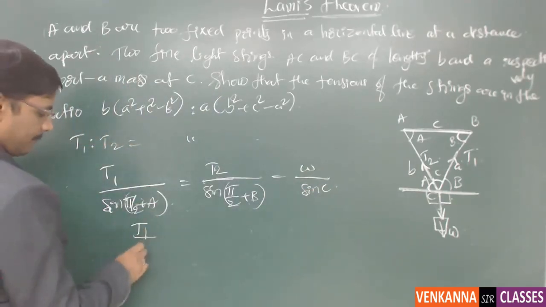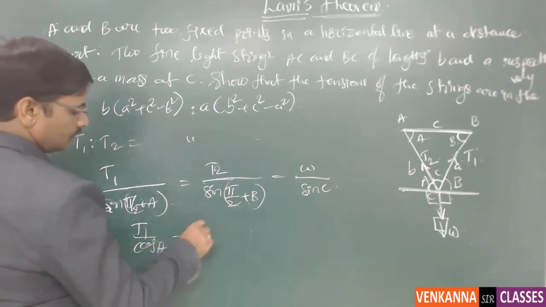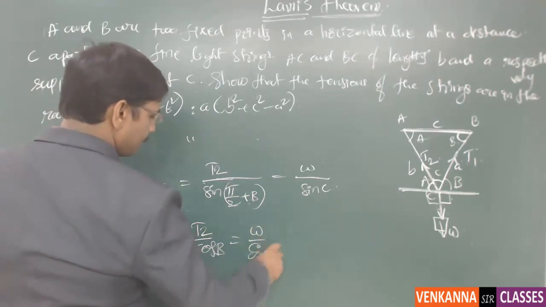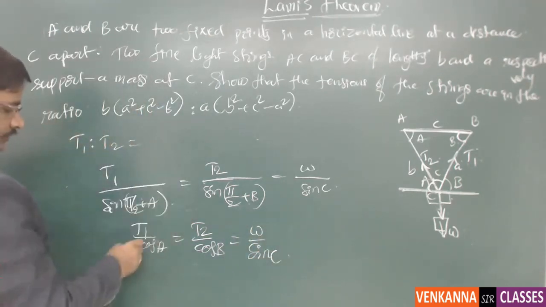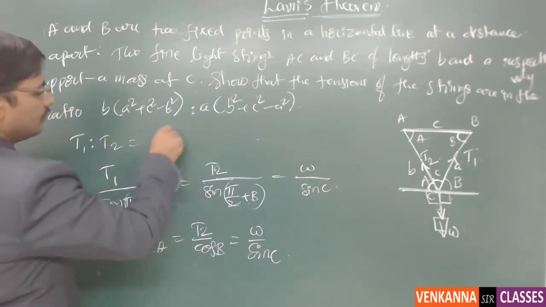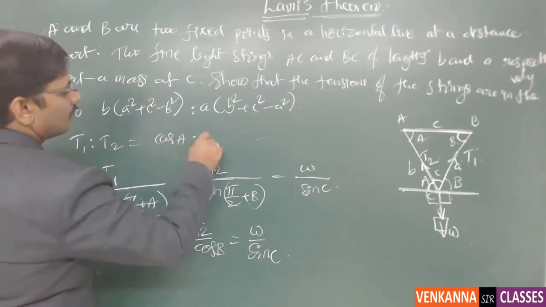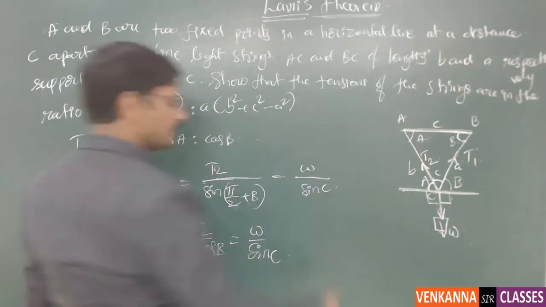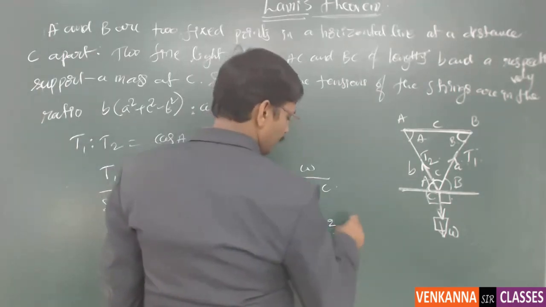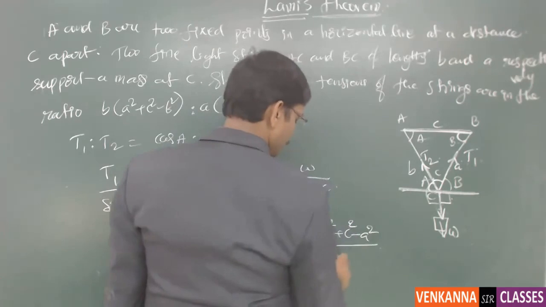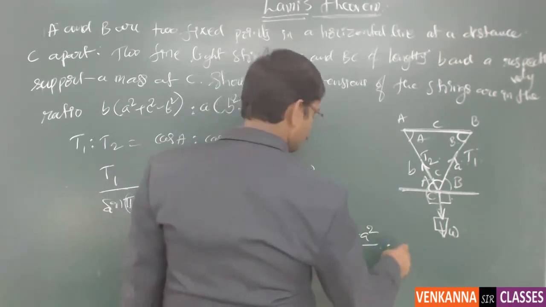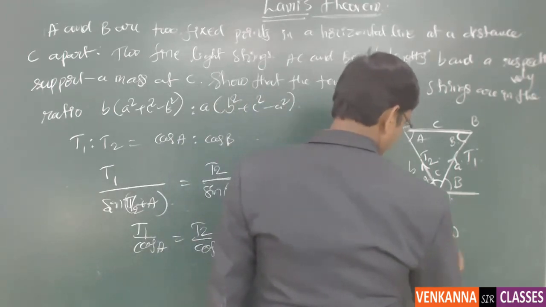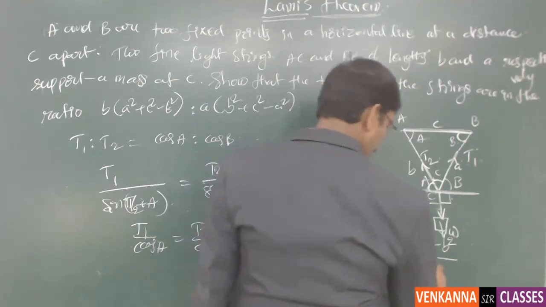So T1 by A cos A is equal to T2 by cos B is equal to W by sine C. So the ratio T1 by T2 is cos A is to cos B. Got it? So cos A is to cos B. Cos A is nothing but b square plus c square minus a square divided by 2 times of bc, is to cos B, which is nothing but a square plus c square minus b square divided by 2 times of ac.